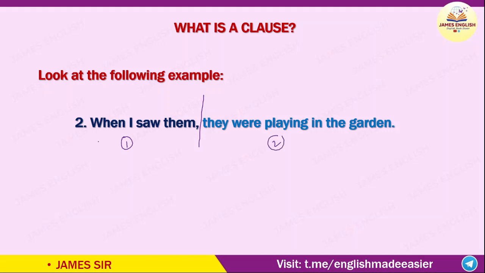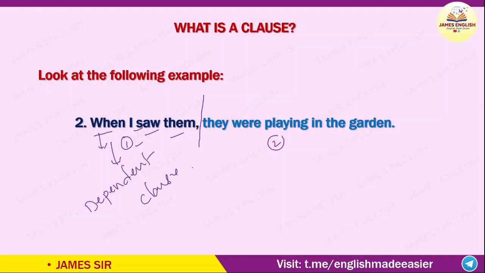Can you please read the first part for me? Yes, what is that? When I saw them. When is a word, I saw is a word, them is a word. Altogether, what can you call it? Group of words. Does it give you a complete meaning? No. Then this is known as what kind of clause? Dependent clause. This is known as dependent clause.